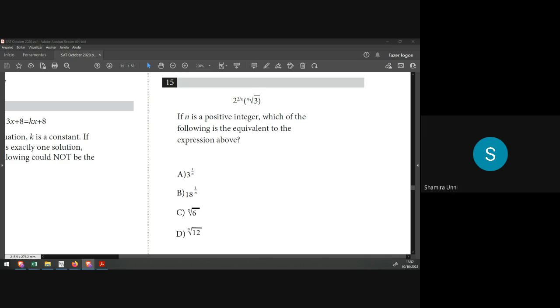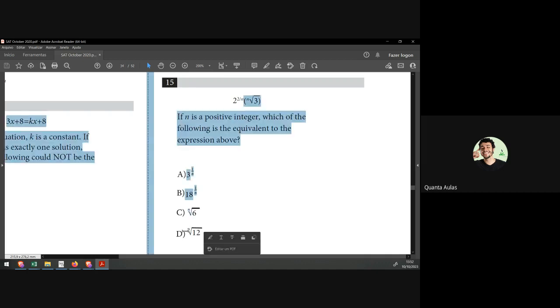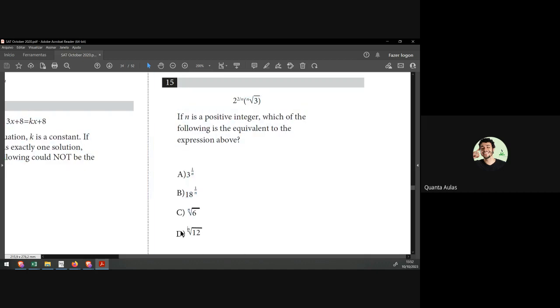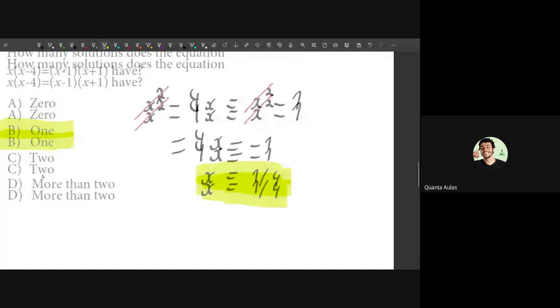I don't think I know how to do this. Okay. If n is a positive integer, which of the following is equivalent to the expression above? You just need to manipulate this expression to transform it into one of these options. So we can try to change this. Let me see.